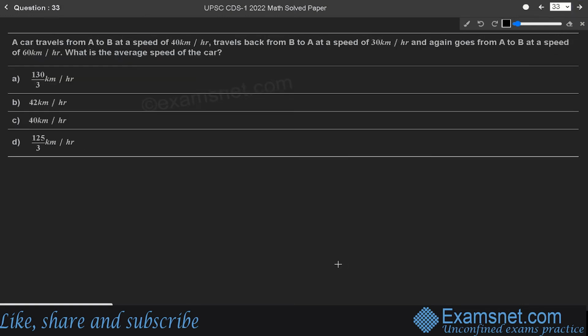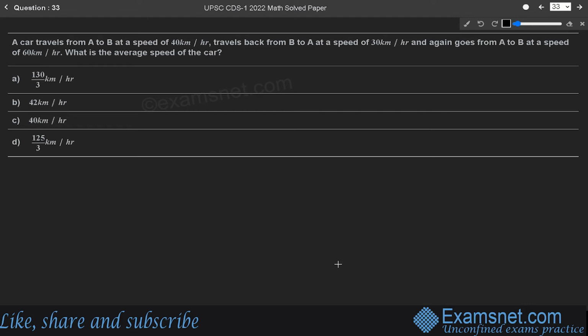Now moving on to the next question. The next question is: a car travels from A to B at a speed of 40 km per hour, and it travels back from B to A at a speed of 30 km per hour, and again goes from A to B at a speed of 60 km per hour. What is the average speed of the car?